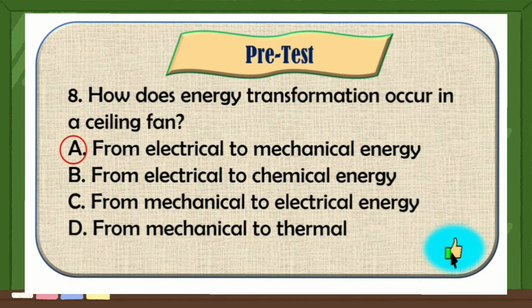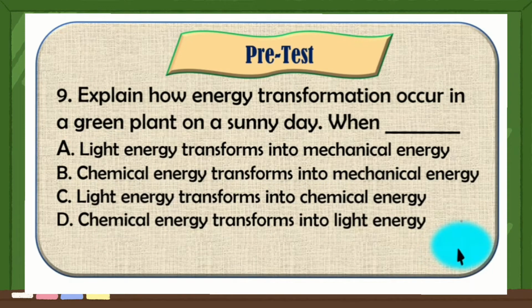Okay, next, question number 9. Explain how energy transformation occurs in a green plant on a sunny day when blank. A, light energy transforms into mechanical energy. B, chemical energy transforms into mechanical energy. Or letter C, light energy transforms into chemical energy. And letter D, chemical energy transforms into light energy? So the correct answer is letter C. Light energy transforms into chemical energy in a green plant.